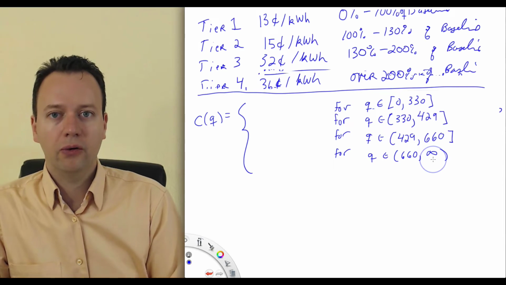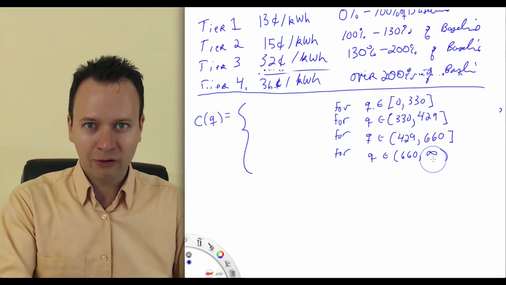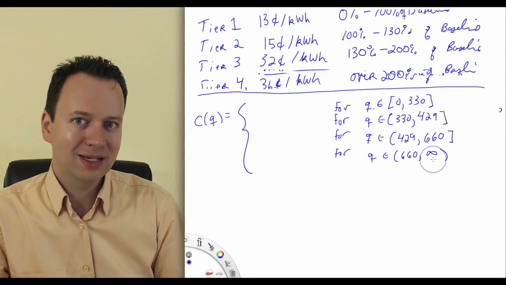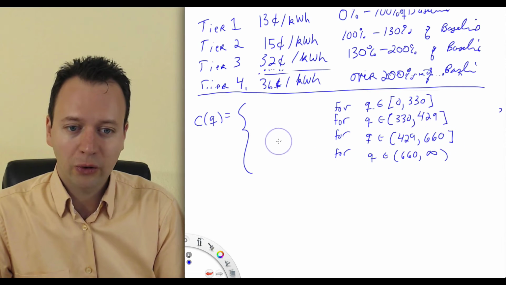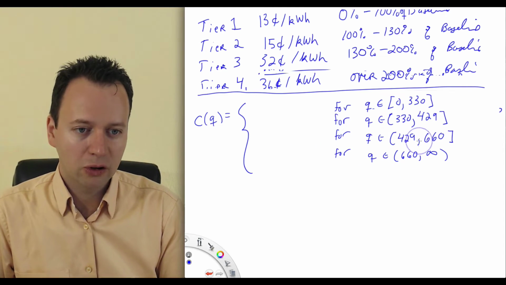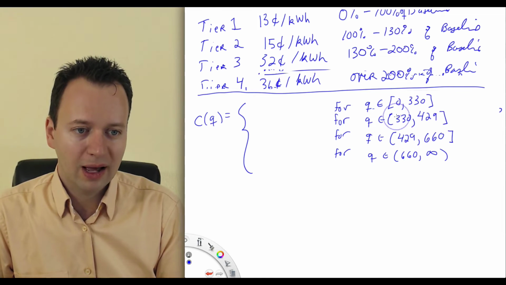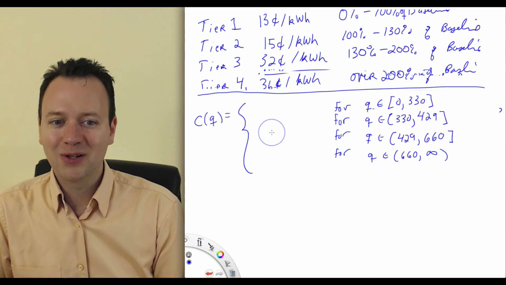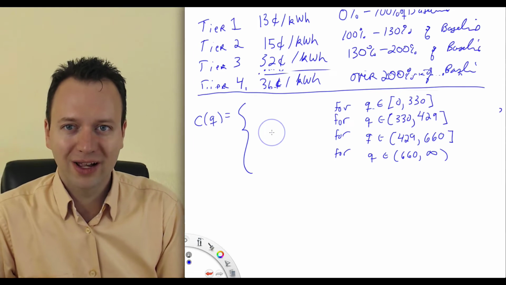So the first goal here was to take those percentages and convert them into actual amounts of energy usage. So now if your electric bill is 513 kilowatt hours, I know, okay, 513 is on this interval, so we'll use formula number 3. That's how this piecewise defined function lookup goes. If your electric bill is 362 kilowatt hours, okay, that falls within here, so I'm going to use this formula. So the next step is to get a specific formula for each of these 4 intervals.